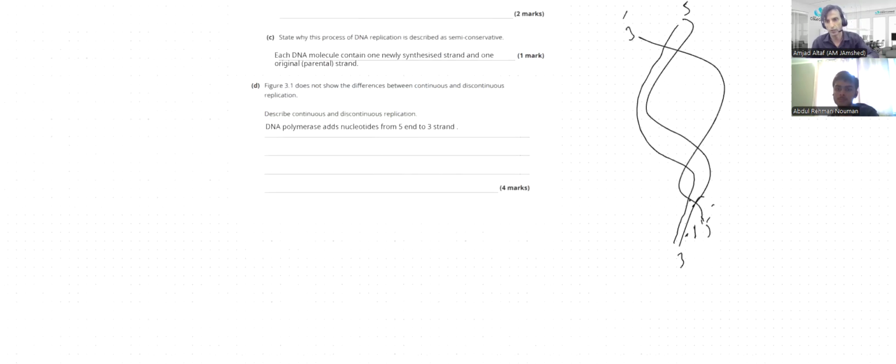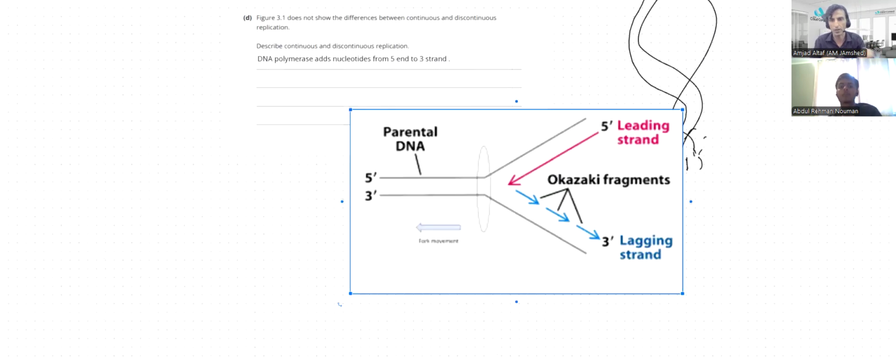Like this one. Look at this. You can see here in this case, this is the leading strand. That's quite easy because the direction is 3 on this side, and we know the DNA polymerase always adds nucleotides from 5 to 3 directions. So there is no discontinuity or something like that. That's very good. That's going smooth.